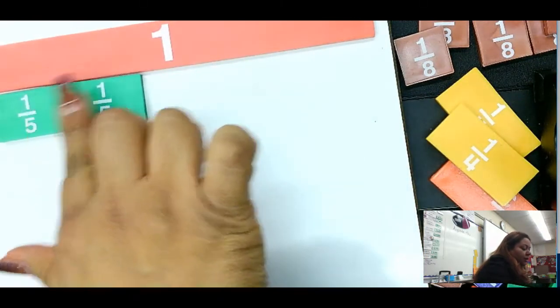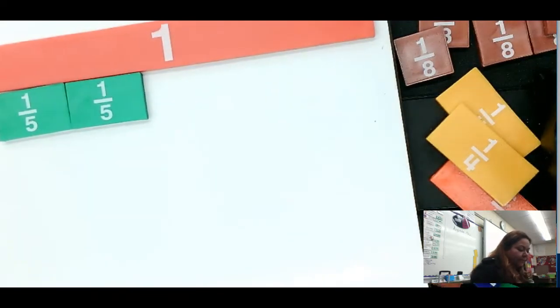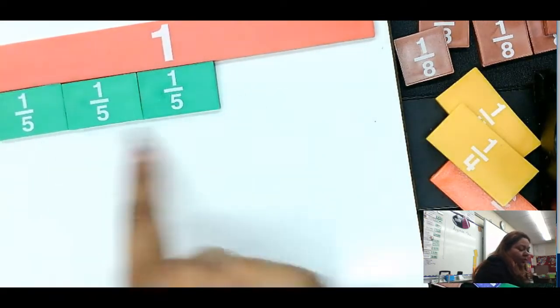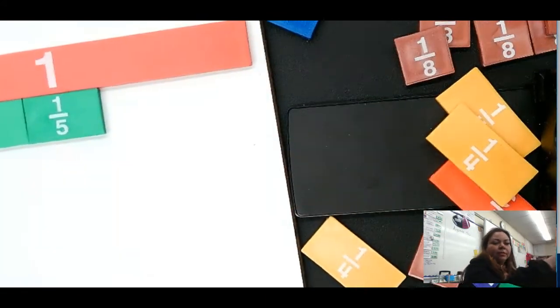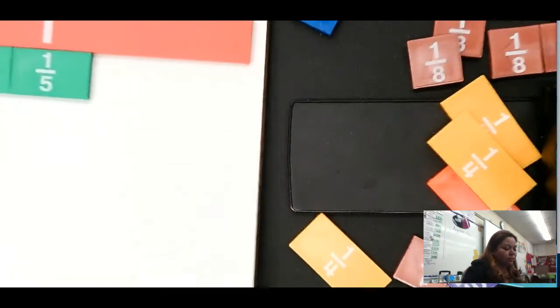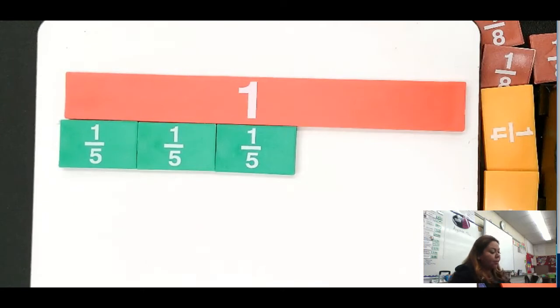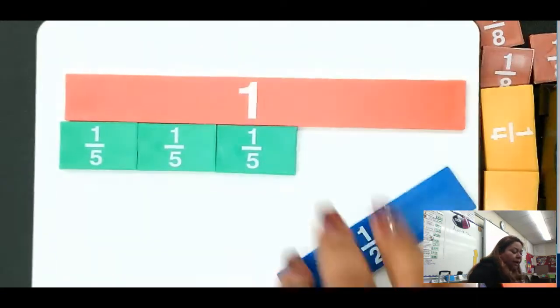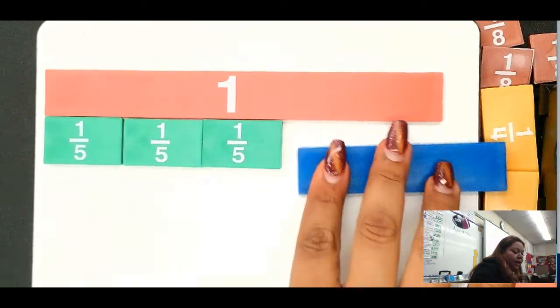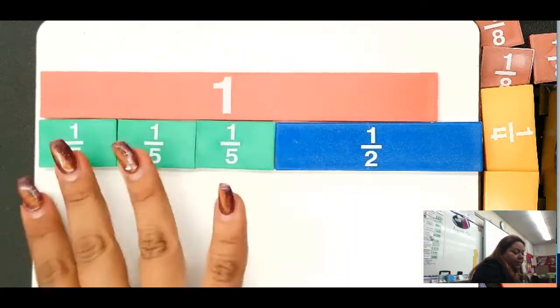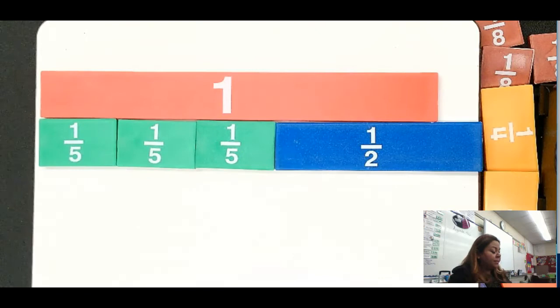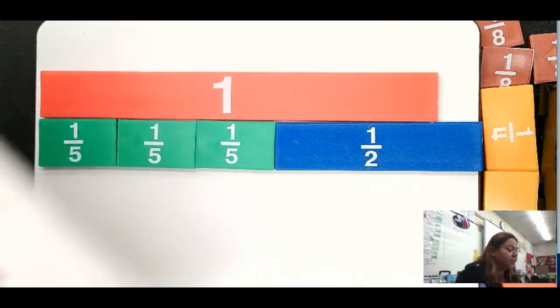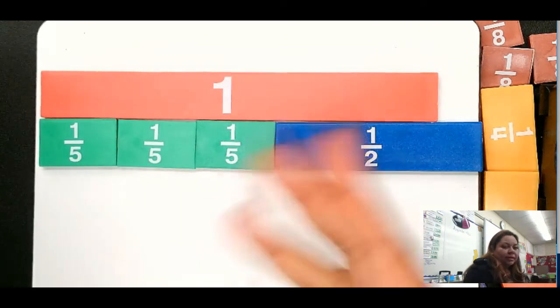So okay, I need 3 1/5. Okay, so that shows 3/5. Okay, that shows 3/5. Now I'm going to add a 1/2 because my problem is 3 over 5 plus 1/2. And as you can see, it goes a little bit over, so that means that my answer is going to be a mixed number, which means it's going to be 1 and then a fraction.